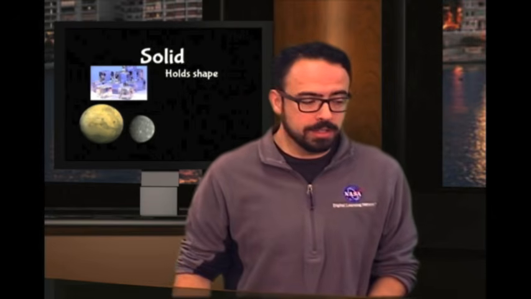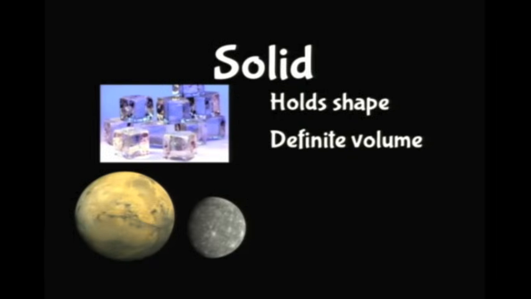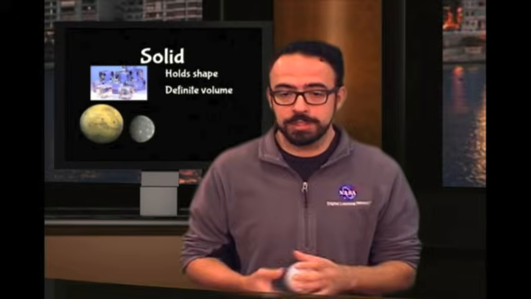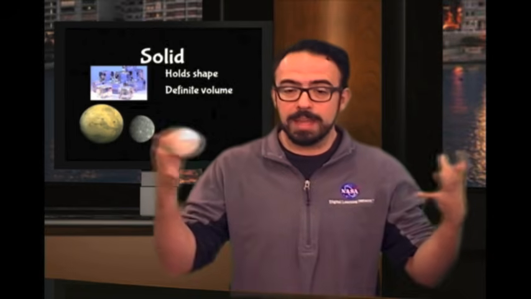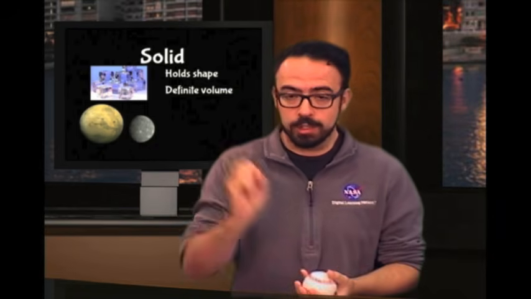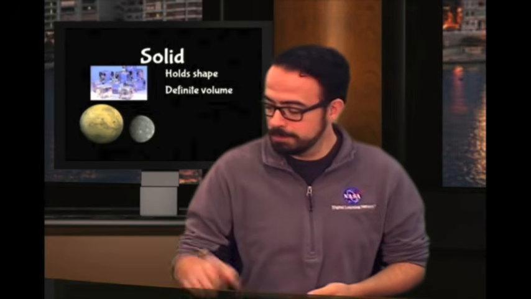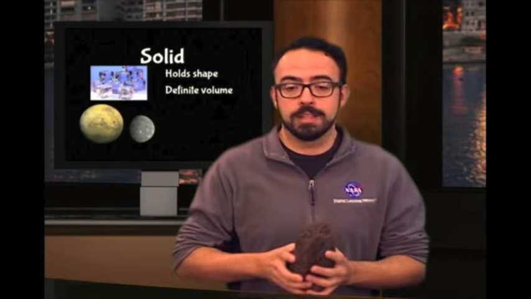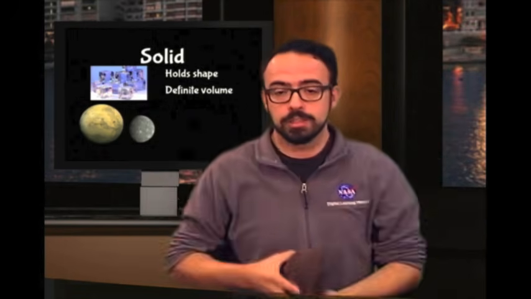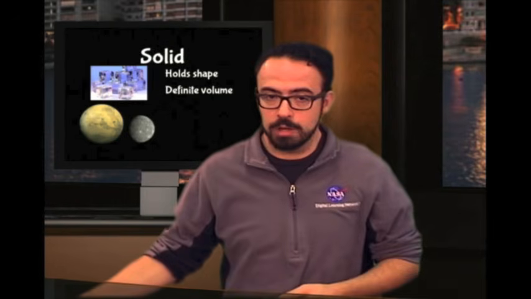The other property that solids have is that they have a definite volume. So what does that mean? Well, again, going back to the baseball and rock example, this baseball is not going to expand and take up more space. It's not going to shrink down or contract and take up less space. It's going to keep its volume. Same thing for this rock. It's not going to suddenly get bigger. It's not going to shrink down and become much smaller.